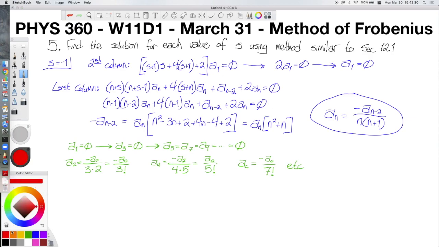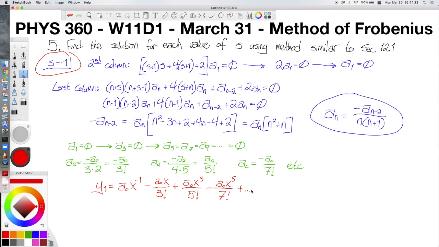So since we have a good idea what's happening with our coefficients, we can now write out the full form of our solution here, or at least our solution for s equals minus 1. So I'm going to call this solution y sub 1, and we have a0 times x to the s as our first term, and s is minus 1. And then our next term will be the n equals 2 term, so we'll have a coefficient of negative a0 over 3 factorial times x to the 1 this time, because this is the n equals 2 term, and don't forget we have x to the n plus s, or x to the 2 minus 1 here. Writing out future terms, the next term ends up being a0 x cubed over 5 factorial. The following term is minus a0 x to the 5th over 7 factorial, and so on.